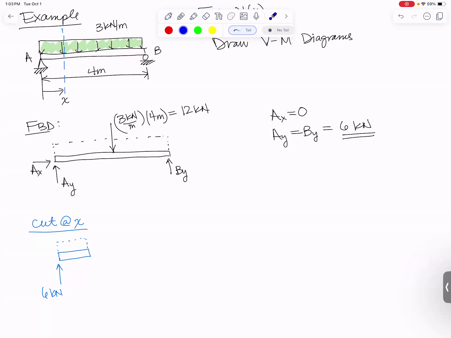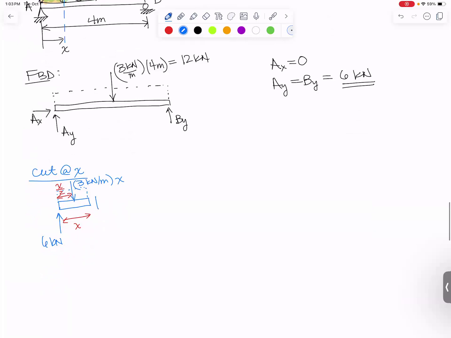So I'm going to need to calculate again how big this distributed load is. So it's going to be 3 kilonewtons per meter times, guess how far over it acts? X. Remember, the length of this thing is X. Okay, so where's the location of that going to be? The location of this force is going to be at X over 2. Now, on the cut open face, I would need to draw my shear force, normal force, and bending moment using my positive sign convention, which looks just like that.